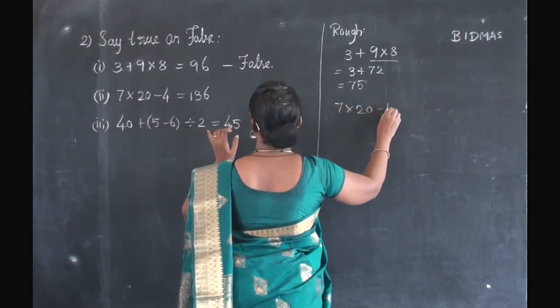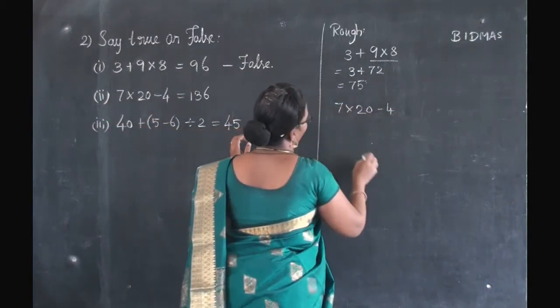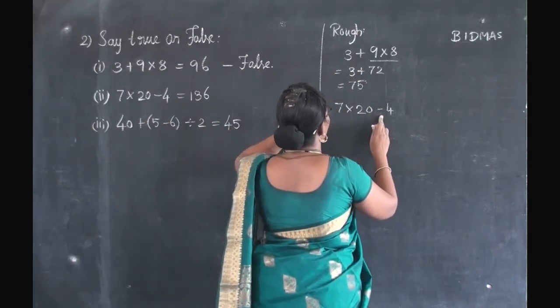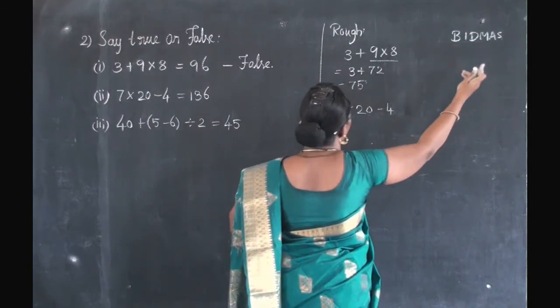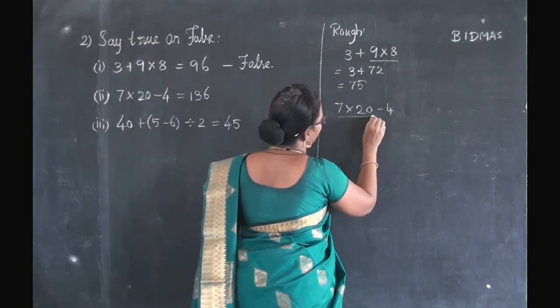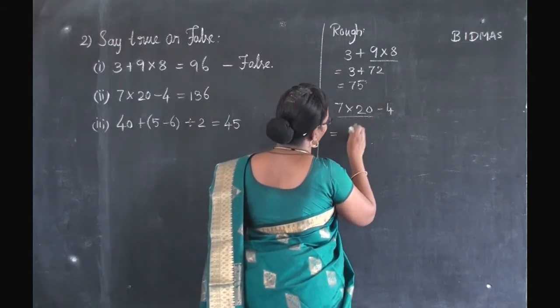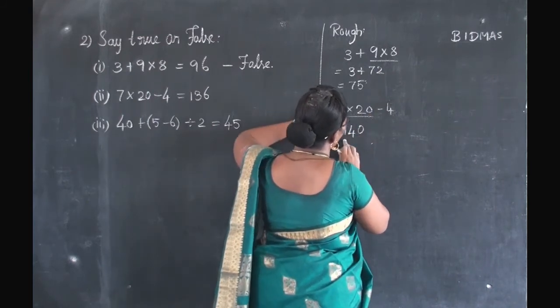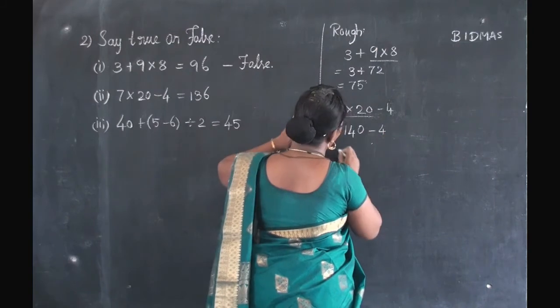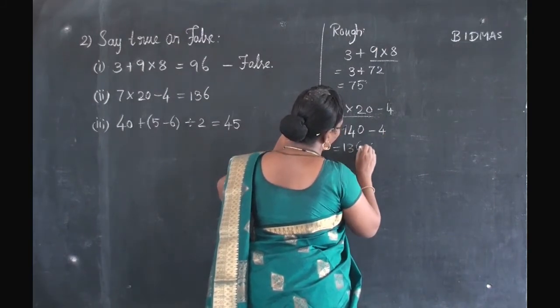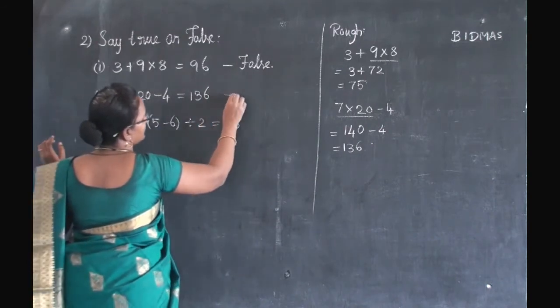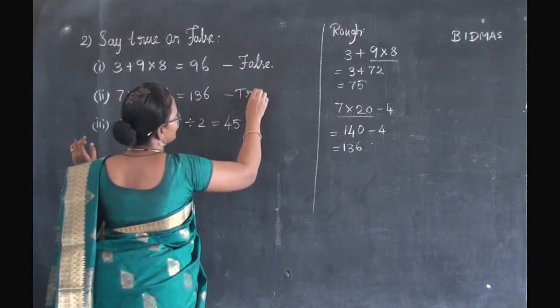And then the second one, 7 into 20 minus 4. Here multiplication and subtraction. First multiplication and then only subtraction. So multiply the numbers first. 7 2s are 14, so 0. Then 140 minus 4. We got 136. So here also they have given 136. So this statement is true.